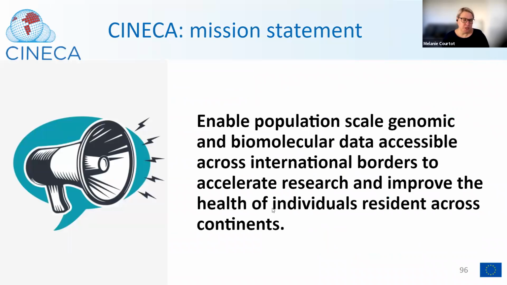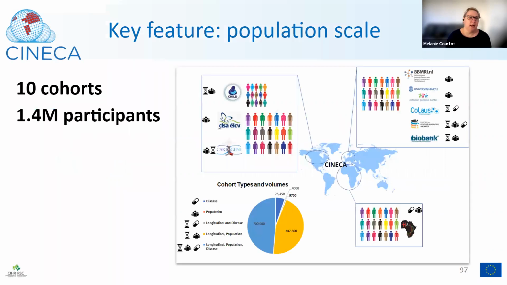So the mission statement of Silica is really enabling that population scale genomic and biomedical data, making it accessible not only for Silica, but also across all international borders and accelerating research and ultimately having that impact on the health of individuals worldwide. So again, that notion of cross-continental and international impact is very relevant for what we're trying to achieve here. And some of the key features of the Silica network: the scale of the network.